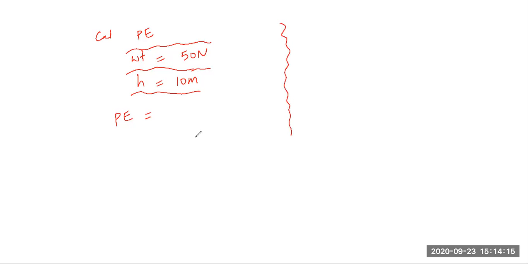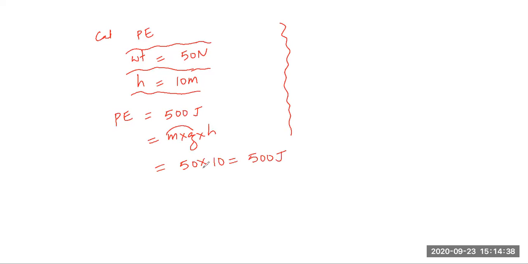Recording is going on, don't waste time on calculating. 500 joules? Beautiful, it will be 500 joule. Why? Because potential energy is mass into g into h. mg is the weight of the body. So that is 50 into h, which is 10, equal to 500 joule.